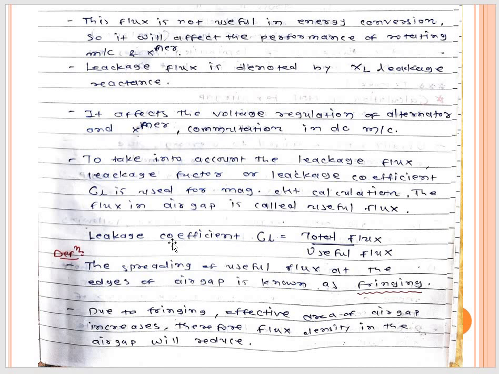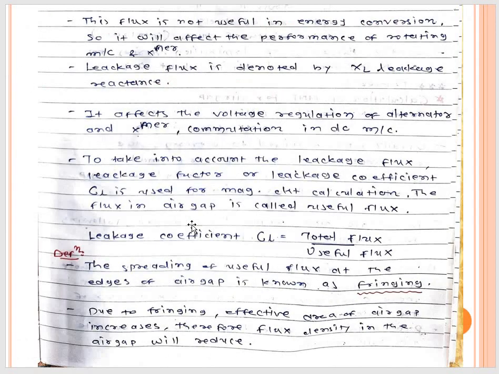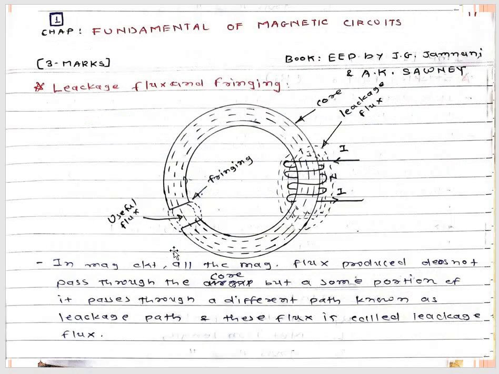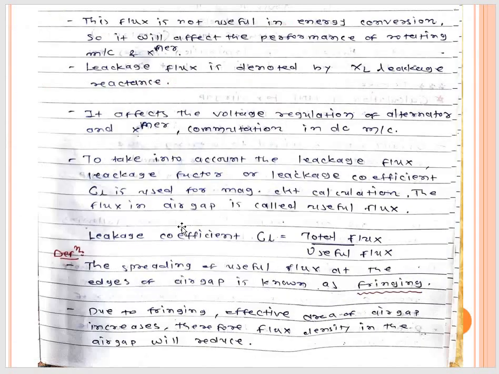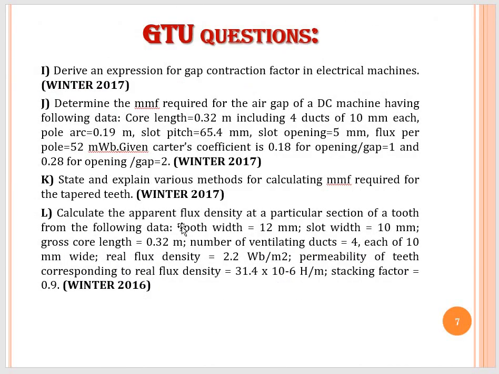So now, the definition of fringing. The next topic is fringing. Fringing is nothing but the spreading of the useful flux at the edges of the air gap. So the fringing effect is the spreading of the magnetic flux at the edges of the air gap.